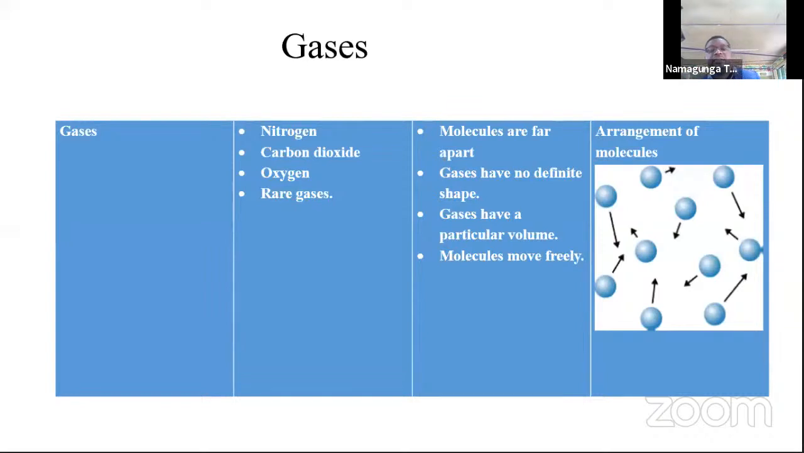Nabide, give the reason why molecules in gases move freely. Molecules are far apart. Very good. They are not packed. Very good. They are able to move. When you look at the arrangement there, you will see those arrows, which means they can easily move from one point to another because they are free. When you compare it with others, you find that these ones are free to move. So that is on the states of matter.